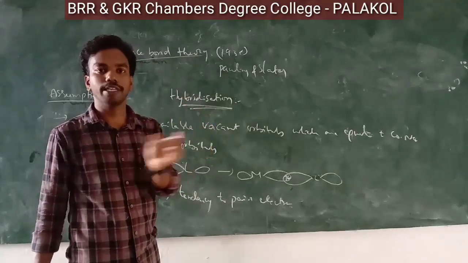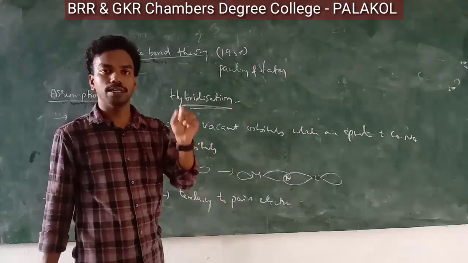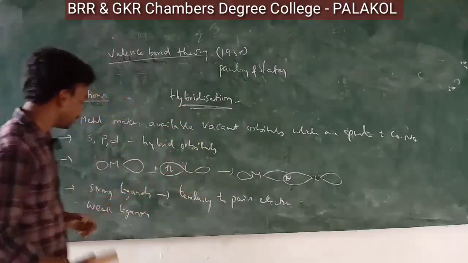Pairing takes place after all the degenerate orbitals are singly filled. After they are singly filled, pairing takes place. Against Hund's rule means starting from pairing. Okay, right. Next, weak ligands.